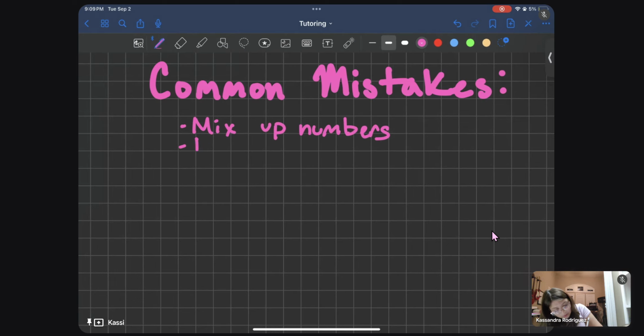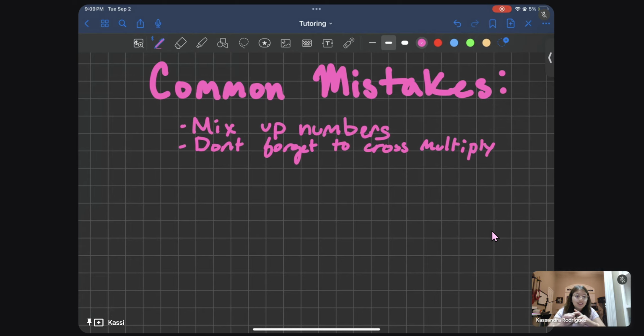You also don't want to forget to cross multiply properly. So when you do this, basically just remember your butterfly method and always do your x. Don't try to multiply across or up and down, because that'll just throw your numbers completely off. I'm sure you guys got that one pretty well.